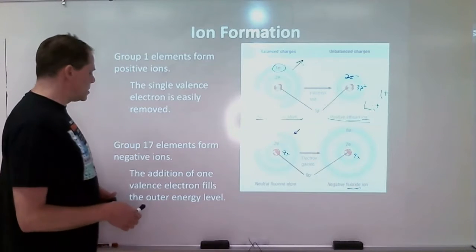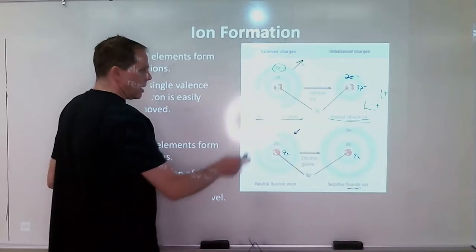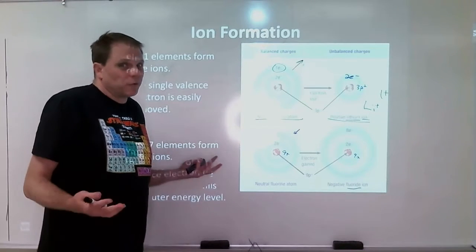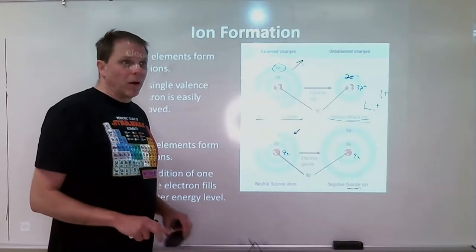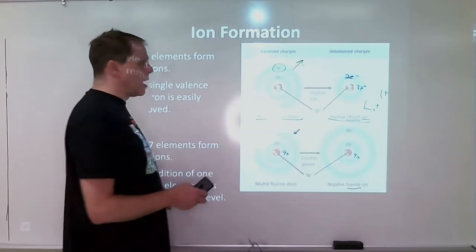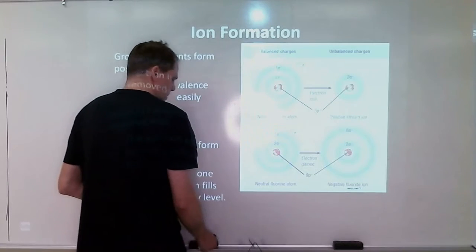So that's ion formation. Again, the idea is you're trying to get to a full octet. Lithium doesn't get to a full octet. It gets just 2, which is full for the first energy level. Sodium, however, which is the one below lithium, would get to a full octet. Okay, that would get to 8 valence electrons.